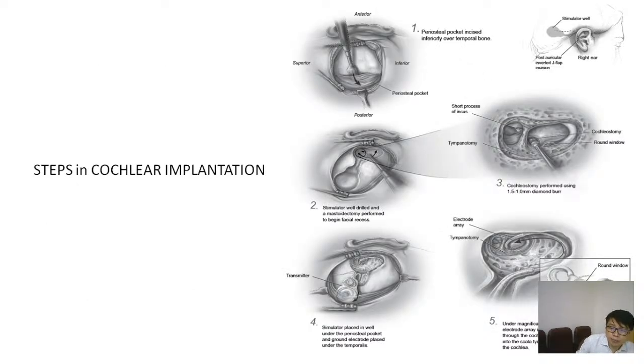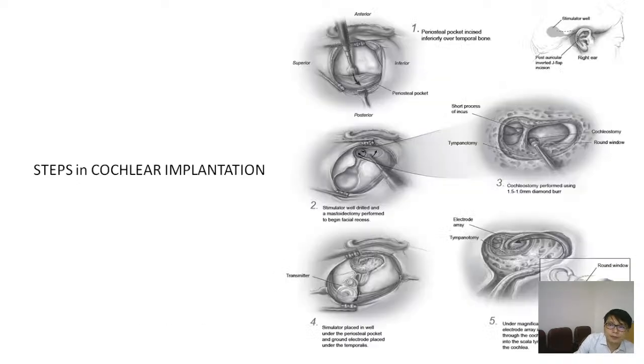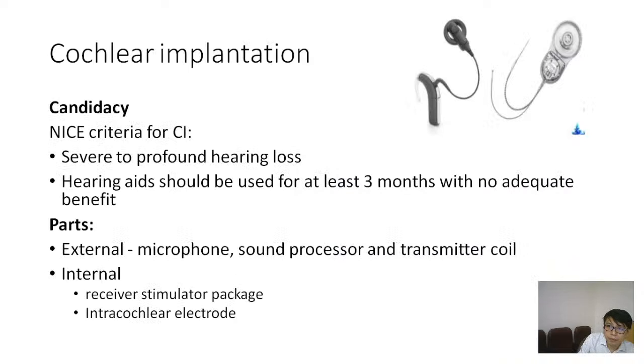And the aim is we want to place these electrodes in the scala tympani, either through the round window, or we do a cochleostomy just in front of the round window and then insert into the scala tympani. By inserting into the scala tympani, what we want to achieve is to directly stimulate whatever nerve is still functioning.